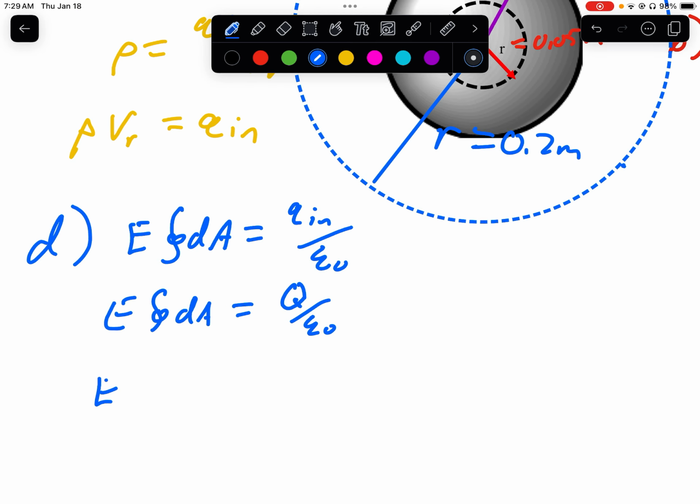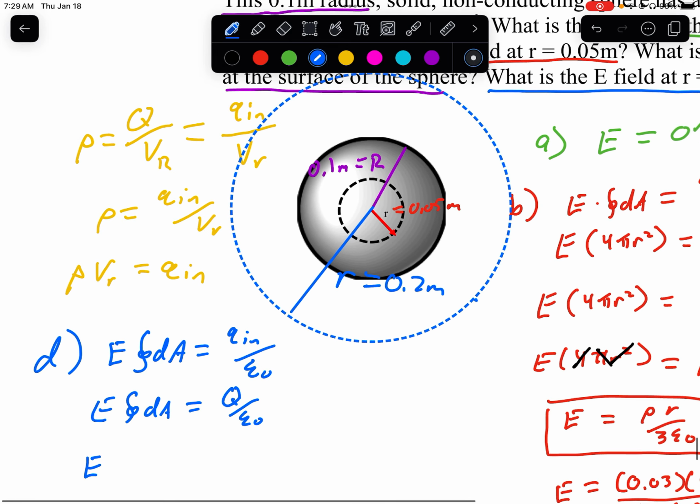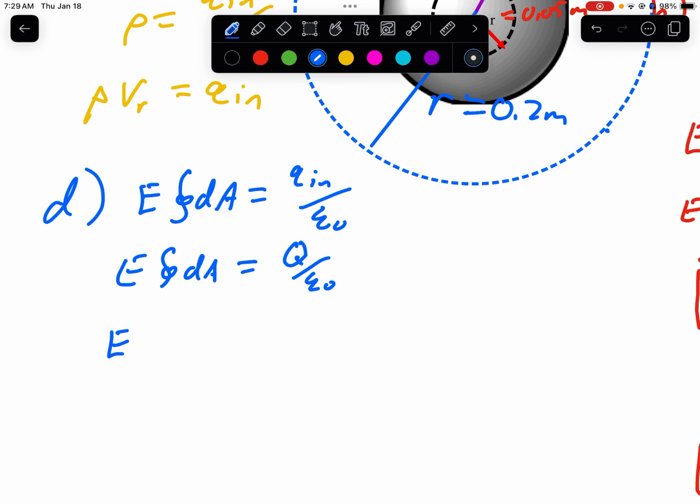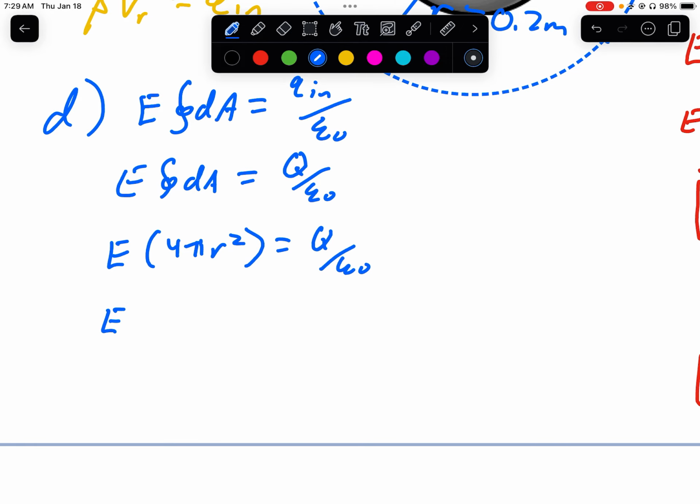Now when I evaluate the integral of dA, that's the Gaussian surface, the surface area of this big blue sphere, because we're talking about outside the physical sphere. So that's 4 pi little r squared. Again, we're going to derive a relationship that we can use for the electric field anywhere outside the sphere. That's equal to big Q over epsilon naught, and I can move the 4 pi r squared over and I get E equals Q over 4 pi epsilon naught r squared.